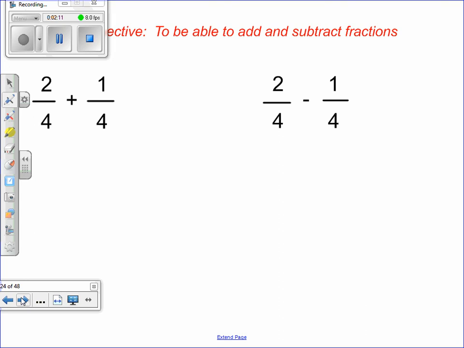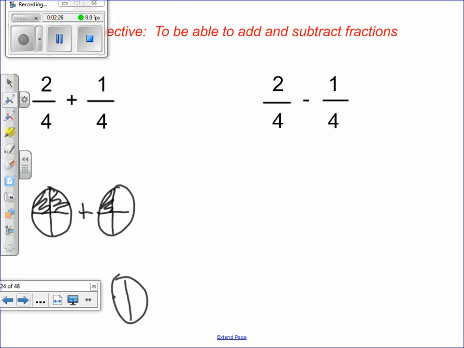Okay, adding fractions, common sense. All right, I have my cheesecake. I get 2/4 of it, and I get 1/4 of another cheesecake. Do I get 3/8? No, 3/8 would mean I would get 3 of those little tiny pieces. No way, don't give me 3/8. All right, 2/4 plus 1/4 means I get 3/4 altogether. So we kept our denominator the same, we added our numerators.